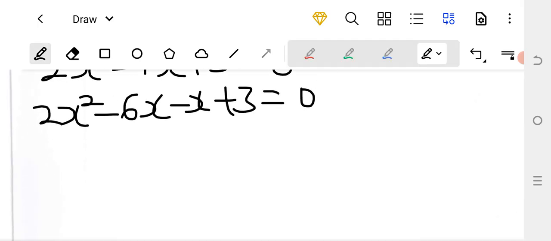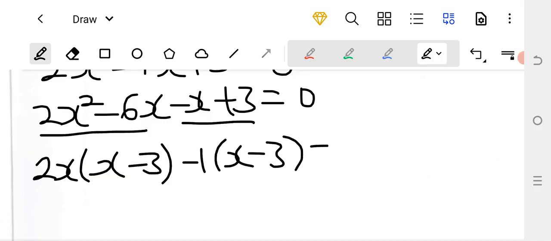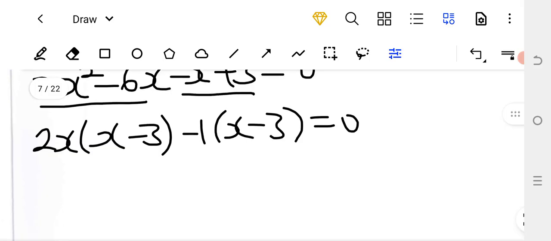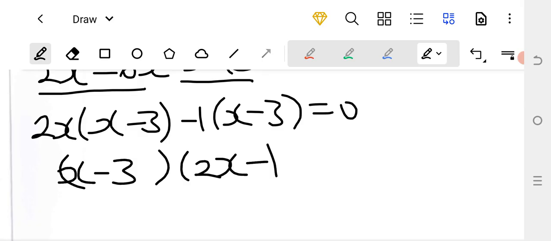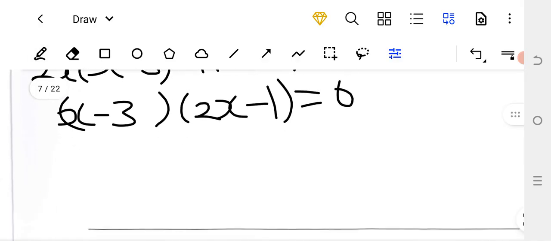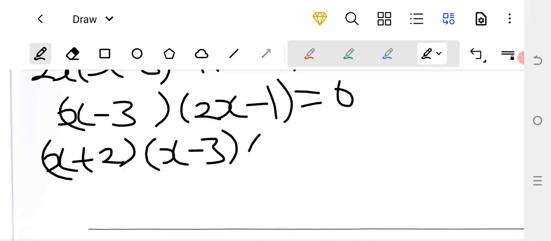So you factor by grouping here. 2x times x minus 3, you factor out a negative 1, x minus 3 is equal to 0. So it's going to become x minus 3 multiplied by 2x minus 1 is equal to 0. So think about your first factor, which was x plus 2 multiplied by x minus 3 multiplied by 2x minus 1 is equal to 0.